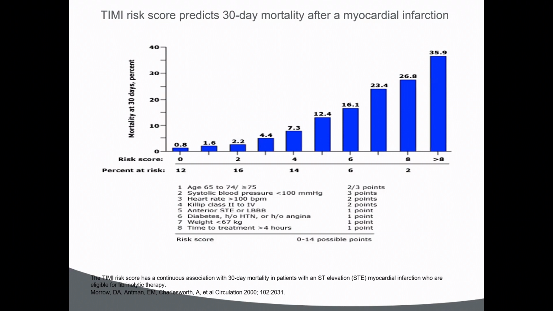This just shows using the TIMI risk score to help predict mortality. And as you can see here, with increasing TIMI risk scores going from 0 to 2 to 4 to 6 and so forth, the mortality at 30 days starts to go up quite dramatically, particularly as we hit that score of 4. You can see from a 2 to a 3, it doubles, and then from 3 to 4. And then as it continues to go up, that number just keeps going up quite significantly.